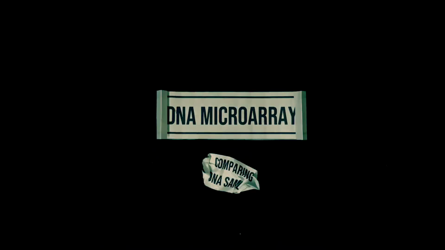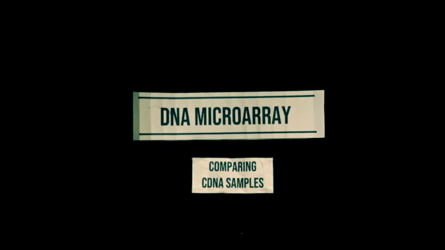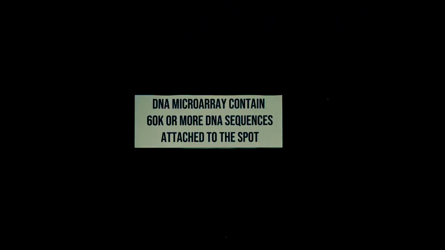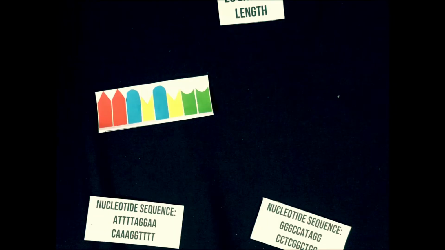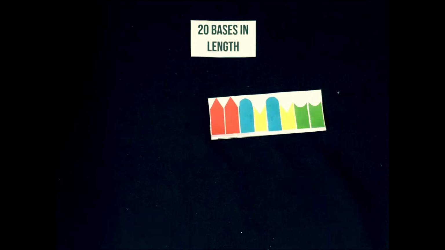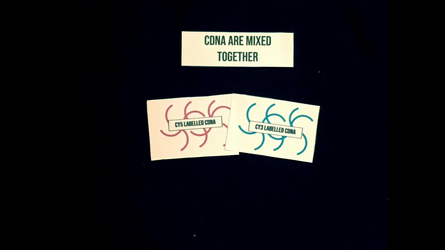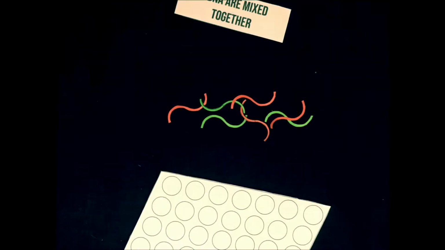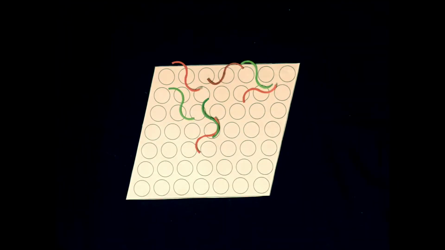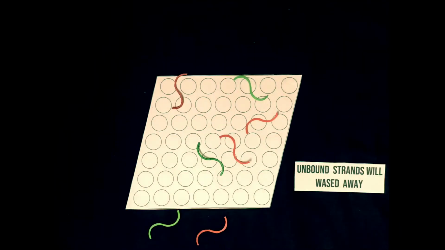DNA microarrays are used to compare the cDNA samples. DNA microarrays can contain 60,000 or more different DNA sequences attached in microscopic spot to a glass slide. The different DNA sequences are oligonucleotides of about 20 bases in length. The cDNA samples are mixed together and added to the microarray. cDNA that are complementary to the oligonucleotide on the microarray will bind or hybridize with the DNA. Unbound cDNA are washed away.